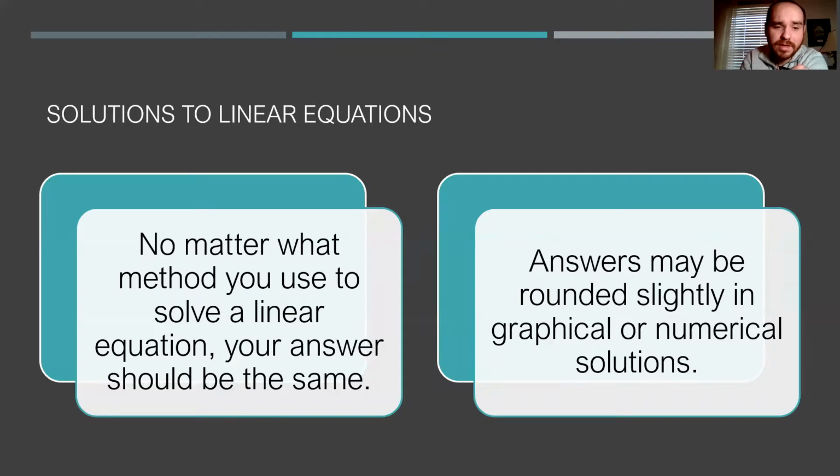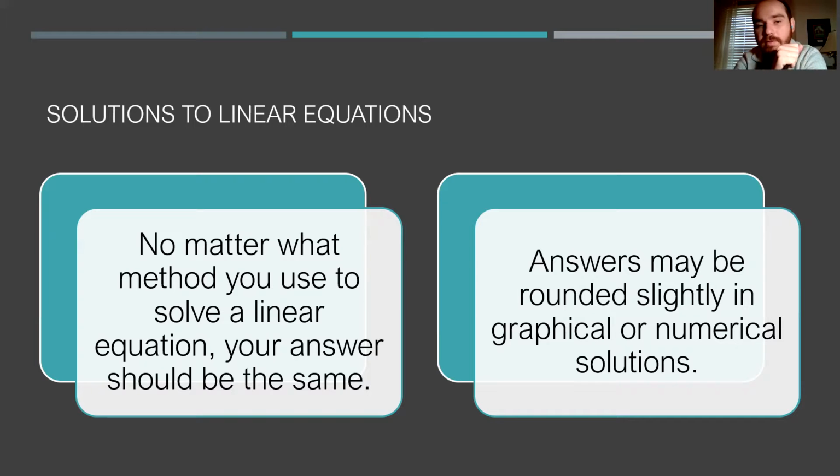No matter what method you use to solve a linear equation, your answer should be the same. So if you solve it graphically using the x-intercept method, and you solve it numerically using a table, you should get the same answer. If you solve it symbolically and solve it graphically using the intersecting lines method, you should get the same answer. The only difference is that answers may be rounded slightly in graphical or numerical solutions.